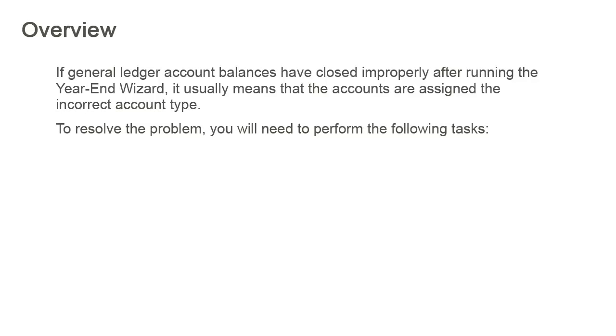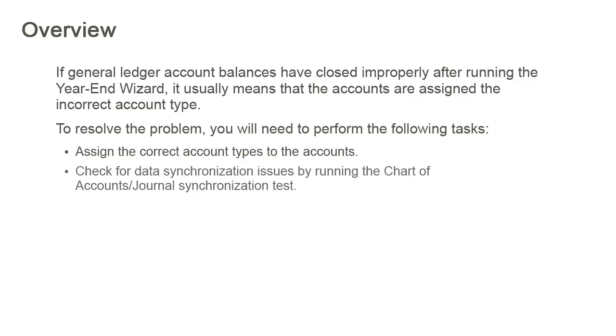If general ledger account balances have closed improperly after running the year-end wizard, it usually means that the accounts are assigned the incorrect account type. To resolve the problem, you'll need to perform the following tasks. First, you will assign the correct account types to the accounts. Then, you will check for data synchronization issues by running the Chart of Accounts Journal Synchronization test.